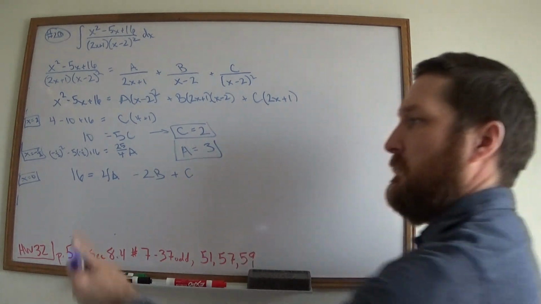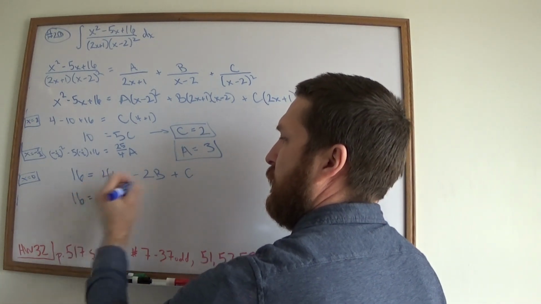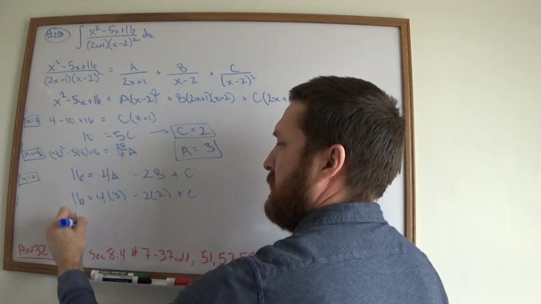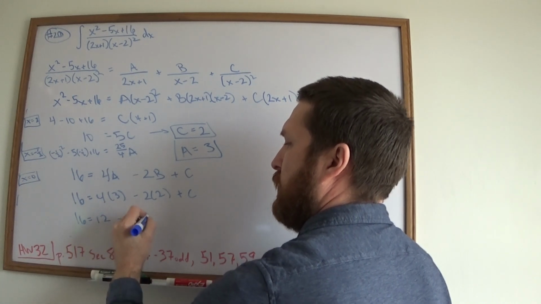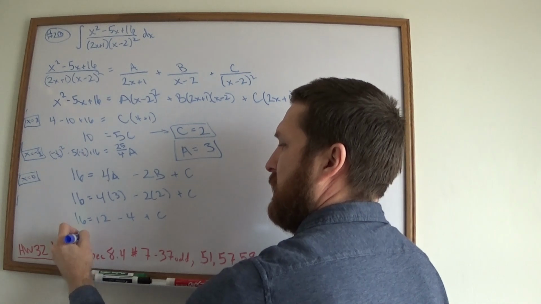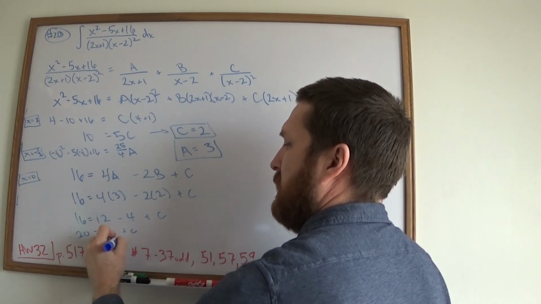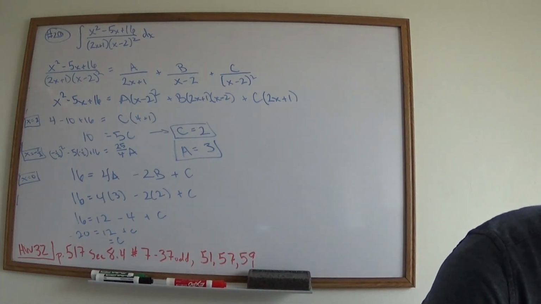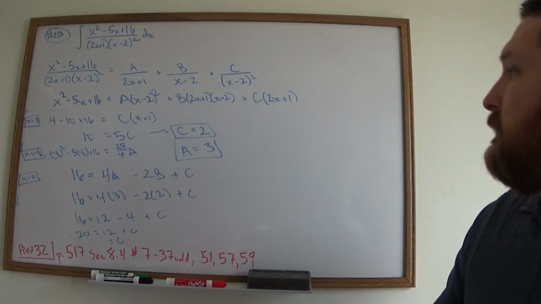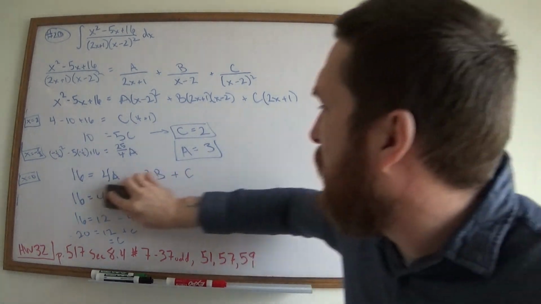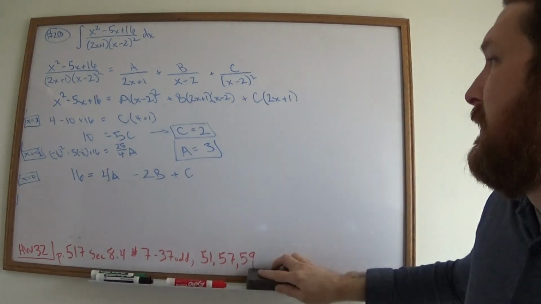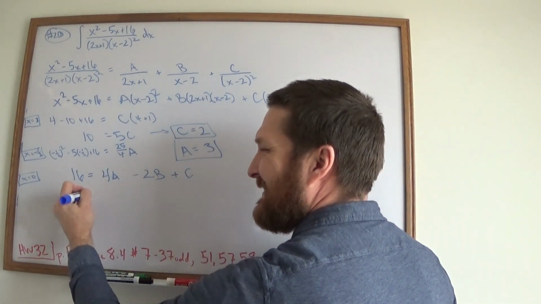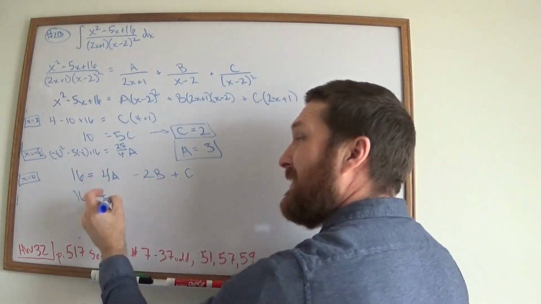Okay. Now, we know what A and C are, so let's just cut to the chase here. 16 is 4 times 3 minus 2 times 2 plus C. 16 equals 12 minus 4 plus C. That makes that 20. C should equal 8. Uh-oh. Because we weren't solving for that. Look at what I did. C is 2, not B. A is 3. Okay, 16 equals 4 times A, which is 3.